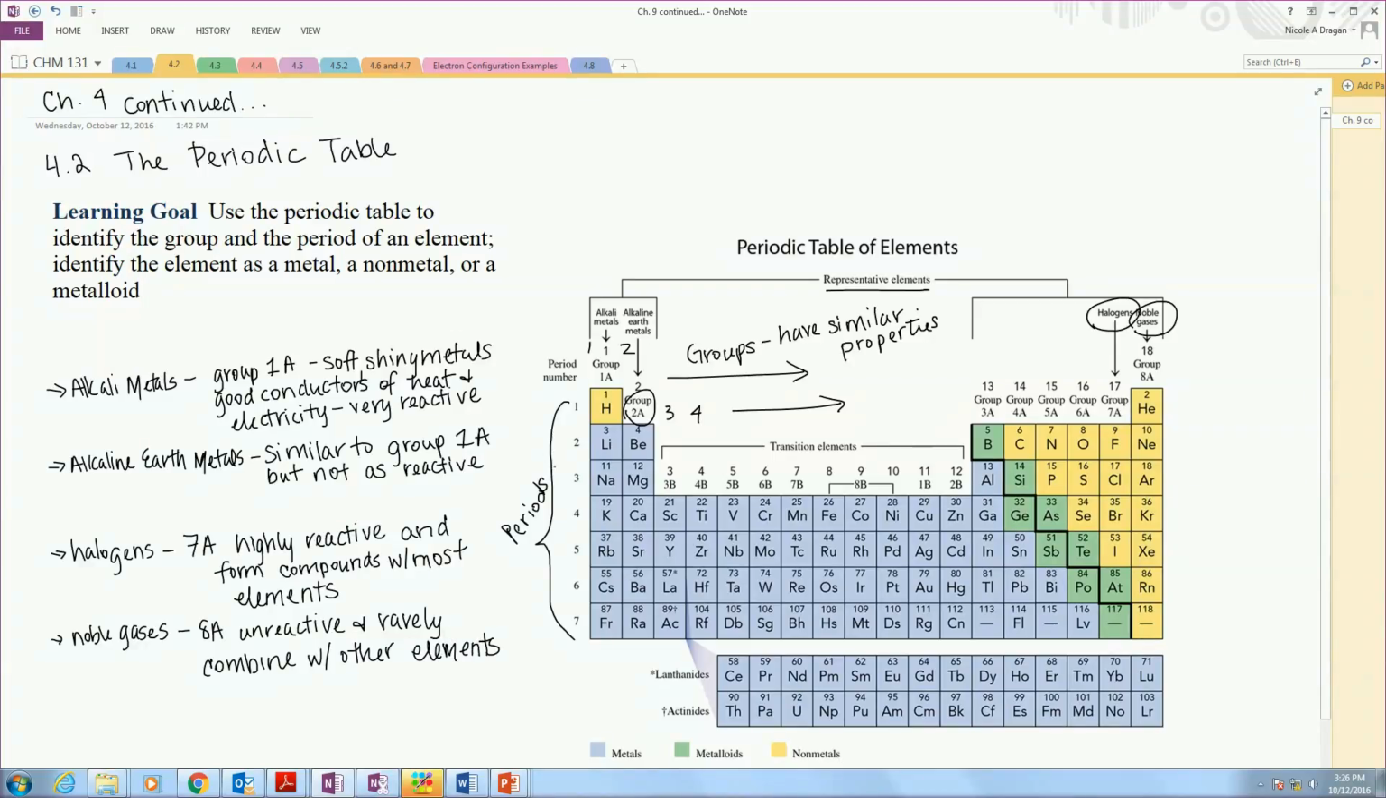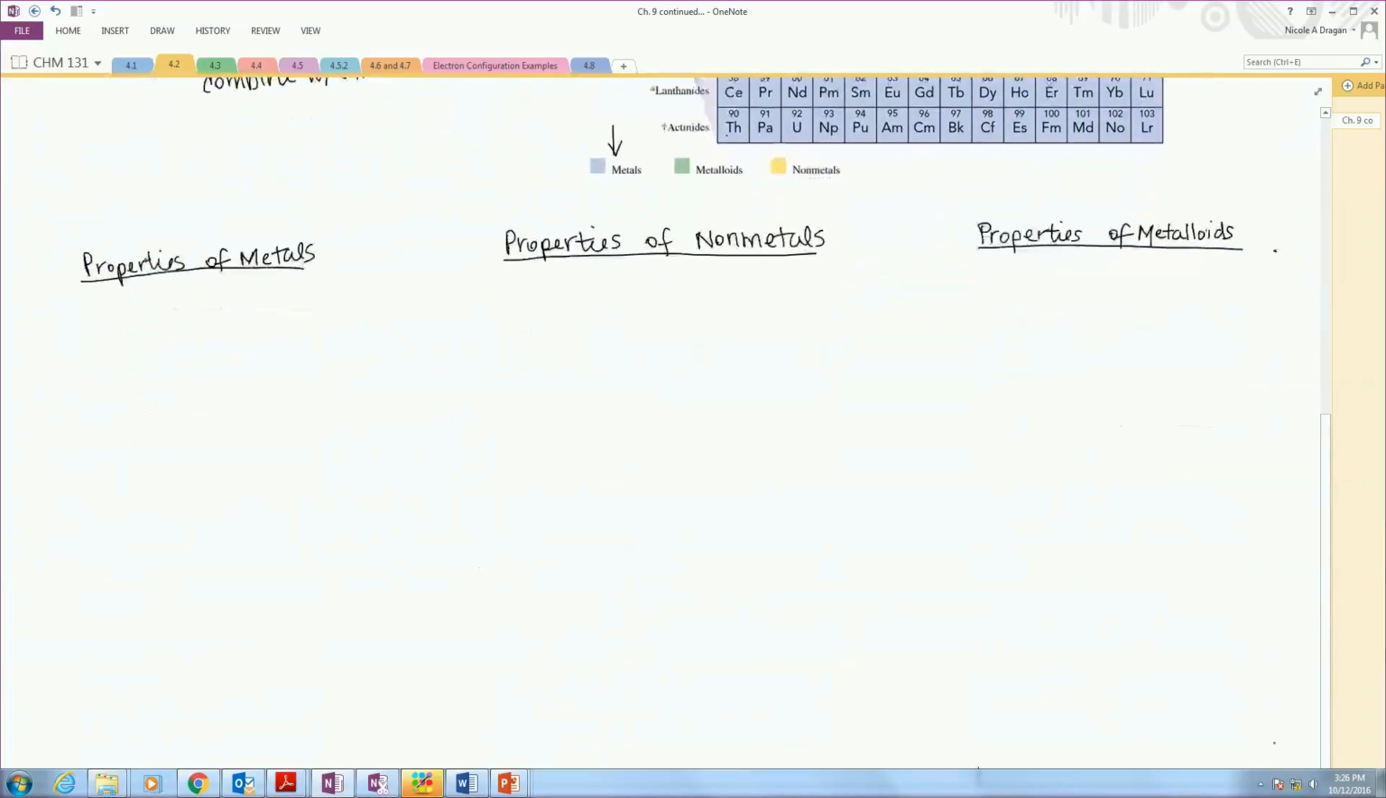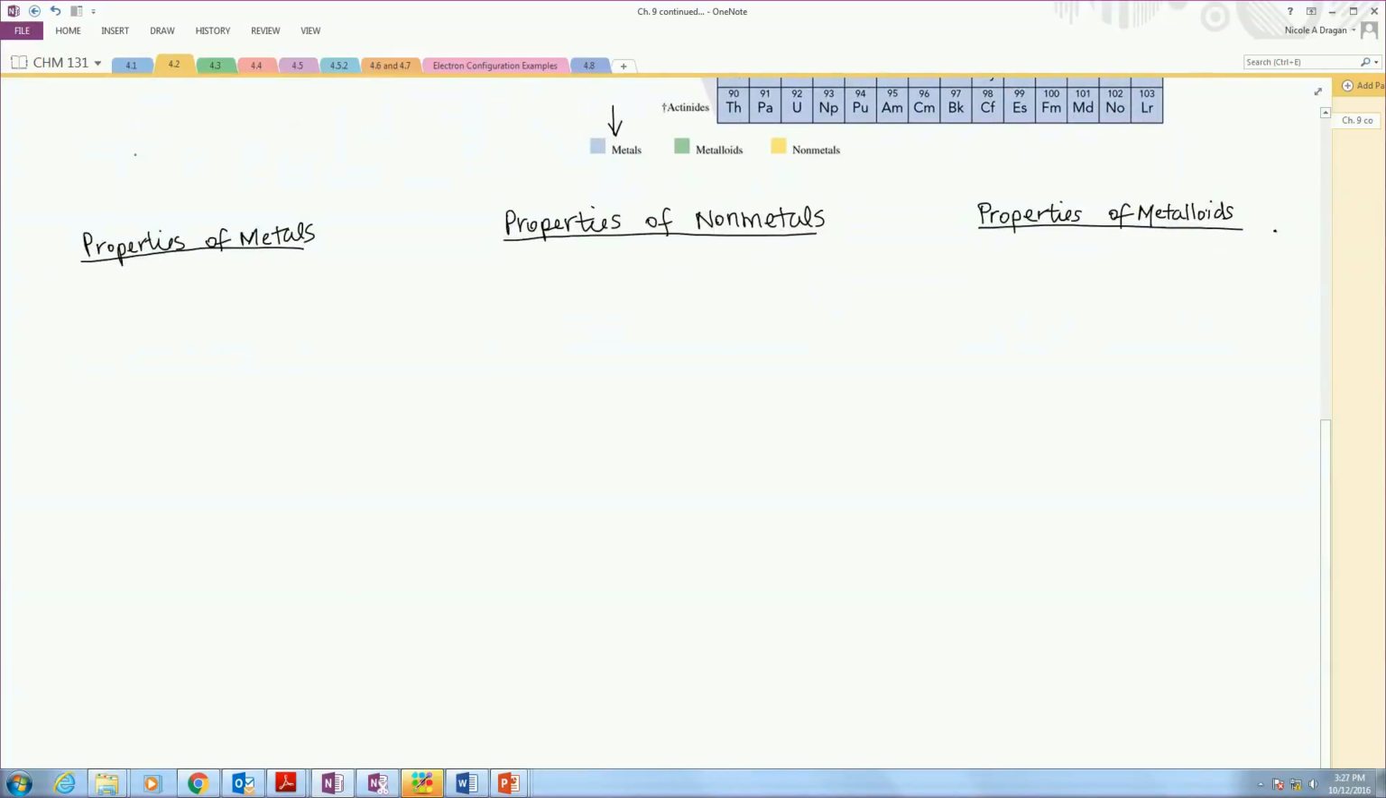Okay, so in the periodic table we see that there are 3 different colors. So the light blue represents all of the metals, the green represents all of the metalloids, and the yellow represents the nonmetals. And the metalloids are here along this dark line that runs right between the metals and nonmetals. So let's look at the properties of those 3 different types of elements.